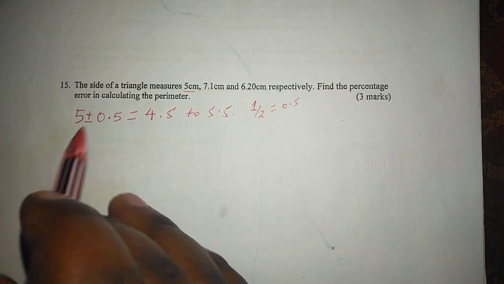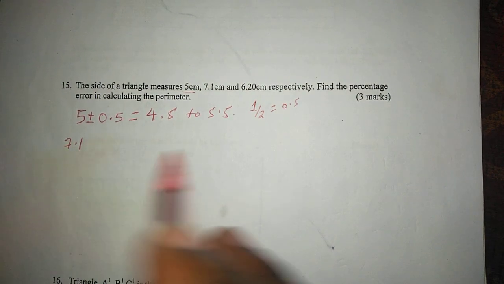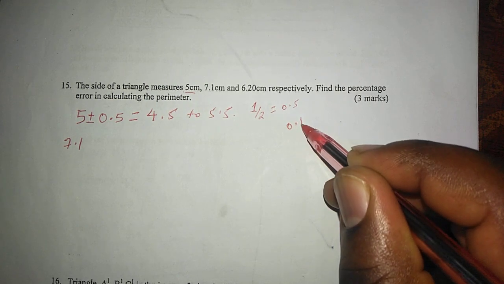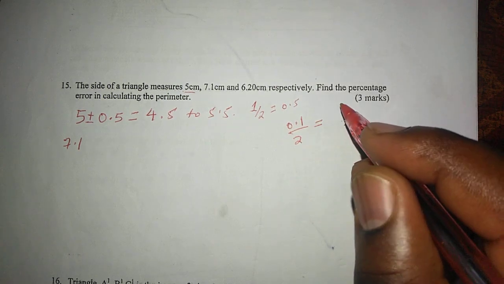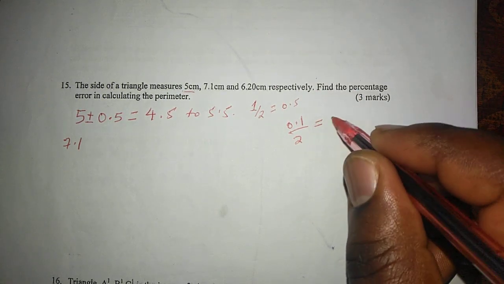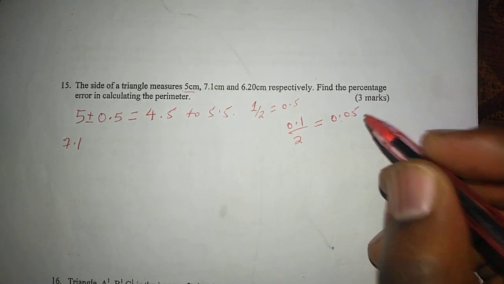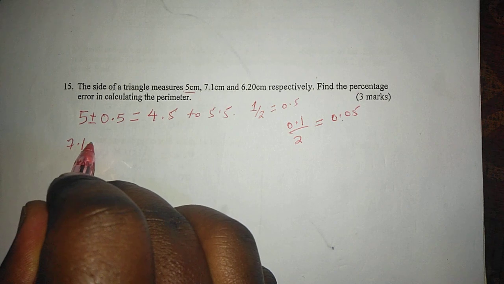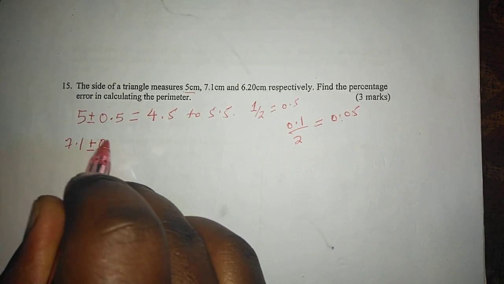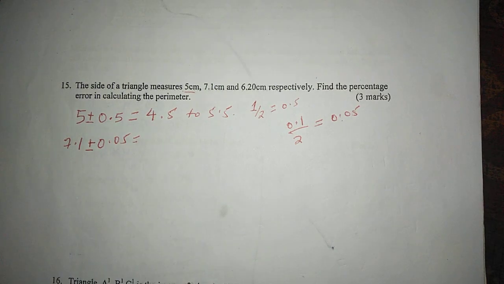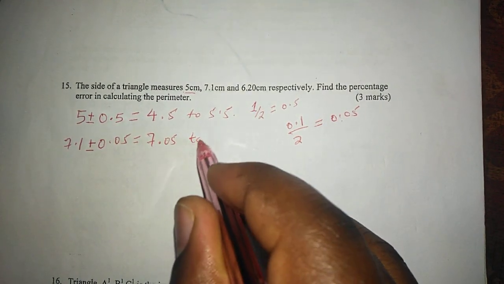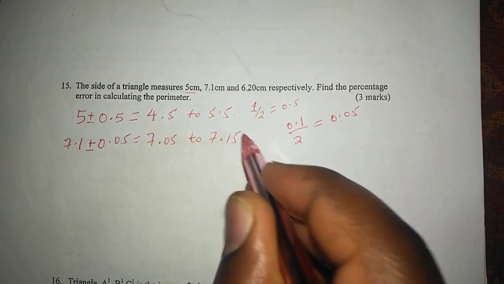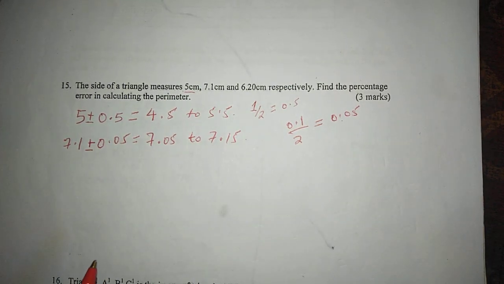The other dimension, which is 7.1, has been recorded to the nearest 1 decimal place, which is 0.1, and this has to be divided by 2 so that we may know the limits of 7.1. So 0.05. So when we take 7.1, to know its limits, we either add or subtract 0.05. When we subtract 0.05 from 7.1, we get 7.05 to 7.15. So that is where the second dimension is lying.